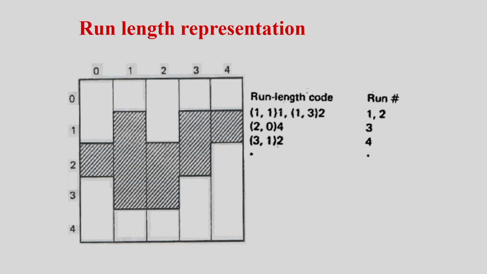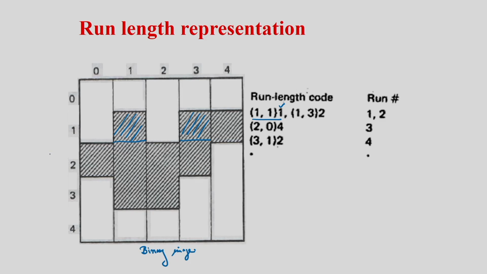Next, I am going to discuss the run length representation of a region. In this case, I am considering the binary image. So this is the binary image. Suppose I consider this 1 and 1 pixel. How many times is it repeating? The 1 and 1 pixel is repeating only one time. After this, next I am looking for another pixel. The next pixel is 1 and 3.